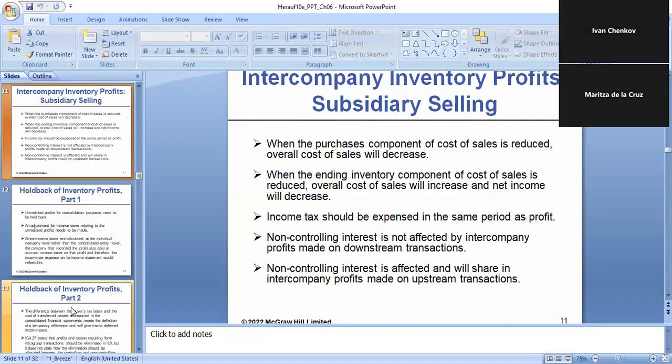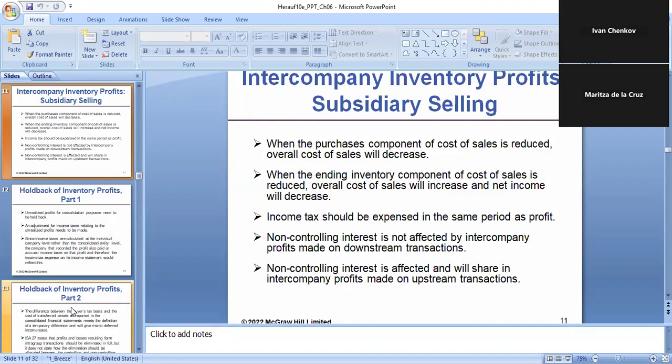Income tax should be expensed in the same period as the profit, so we're matching the profit with the expenses on the income taxes. Non-controlling interest is not affected by the intercompany profits made downstream. So if the parent sells to the subsidiary, there's no effect on the non-controlling interest, but non-controlling interest will be affected and will share in the intercompany profit when we're doing upstream transactions. That's why it's important for you to understand which one we're doing, upstream or downstream.